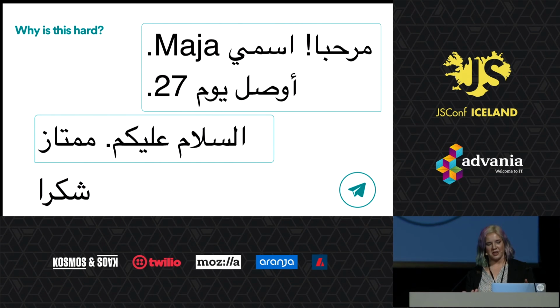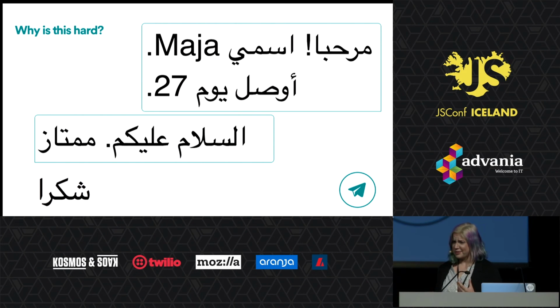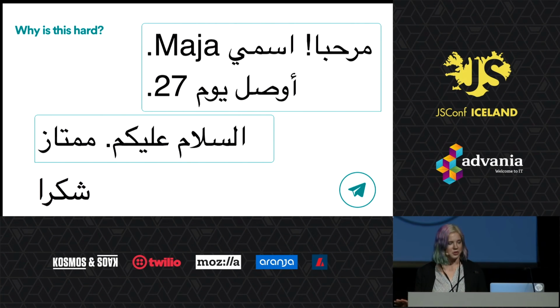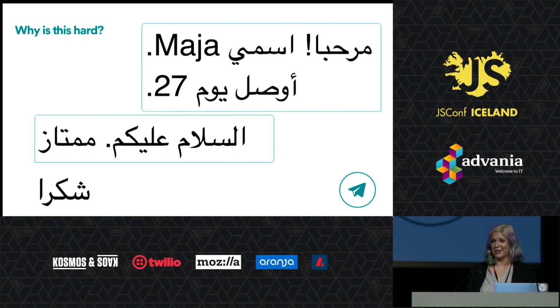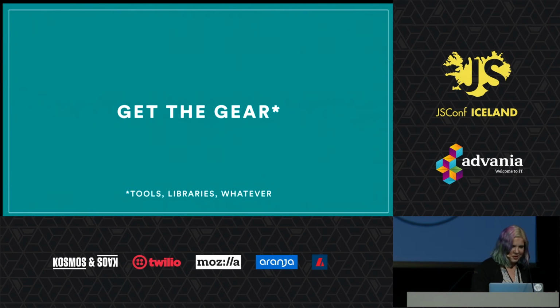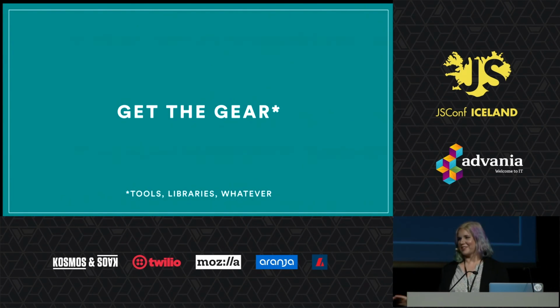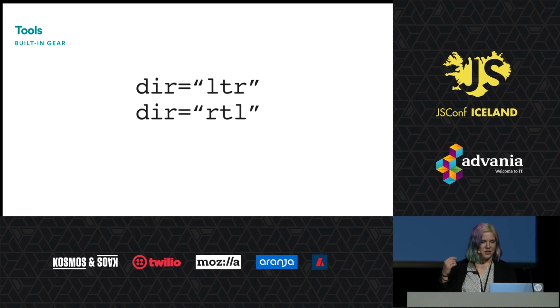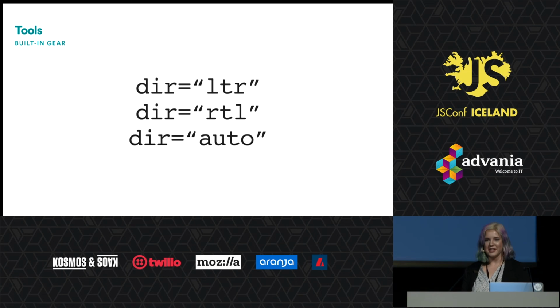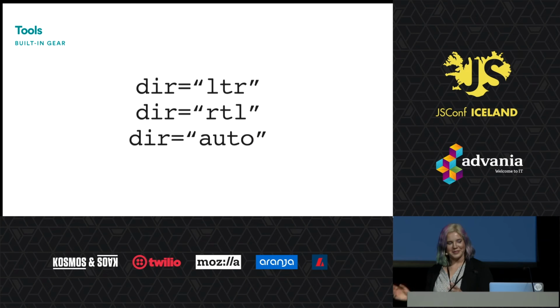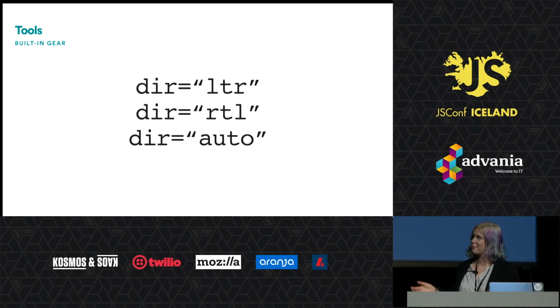So the big question becomes, how do we accomplish all of this with minimal disruption to our existing codebase and our developer workflow? We can begin by assessing the tools that are available to us. The main thing at our disposal is this HTML dir attribute. It's not a new feature. It's kind of the opposite of a new feature.